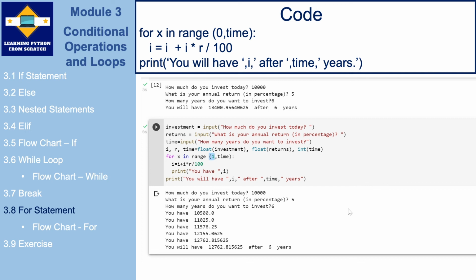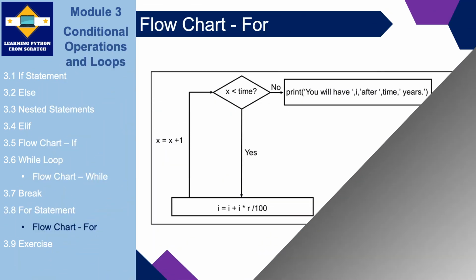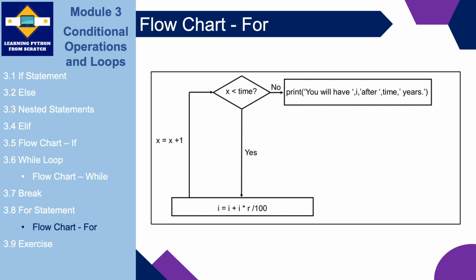One characteristic of for statement is that it does not require setting up a variable for counting purposes. Flowchart for the program is provided in the following diagram. If x is smaller than time, the program keeps calculating the investment and increases x by 1. If x is not smaller than time, it prints out the output.